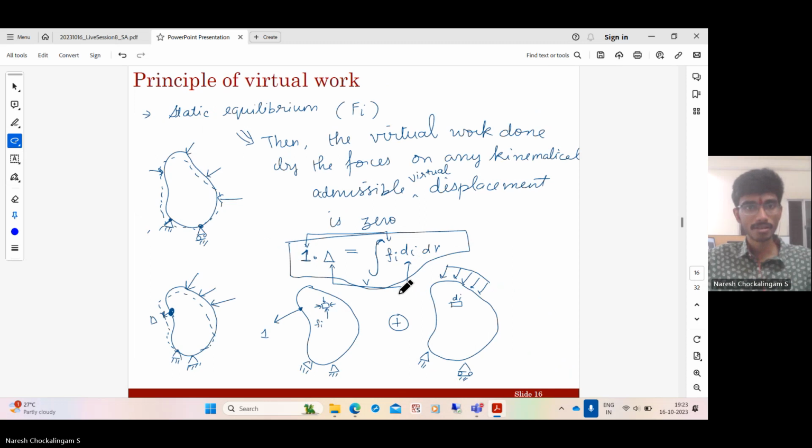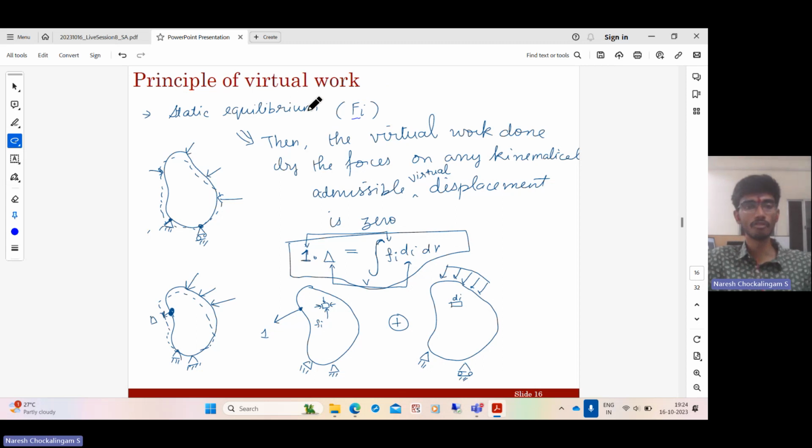Then another useful principle, which we have also looked at in the plastic analysis of structures and several other sessions of this series, is the principle of virtual work. The principle of virtual work states that if a body is in static equilibrium, then the virtual work done by the system of forces on any kinematically admissible virtual displacement field should be equal to 0. So if a system of forces F, so forces in general also refer to moments.